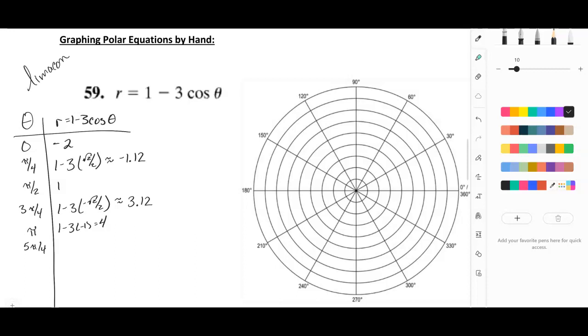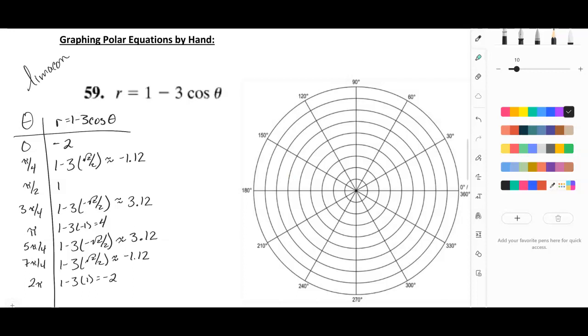5 pi over 4. 1 minus 3 times negative square root of 2 over 2. So it's going to be about 3.12. 7 pi over 4, at negative 1.12 again. And then at 2 pi, I'm going to have 1 minus 3 times 1, which is a negative 2. So you want to pick theta values that are going to give you a full revolution of what's going on so you can get the full graph. For this one, we need to go from 0 to 2 pi.